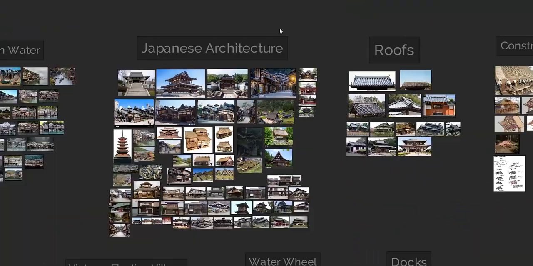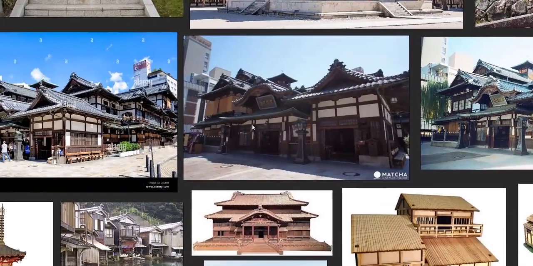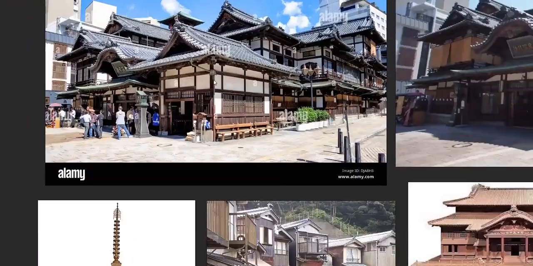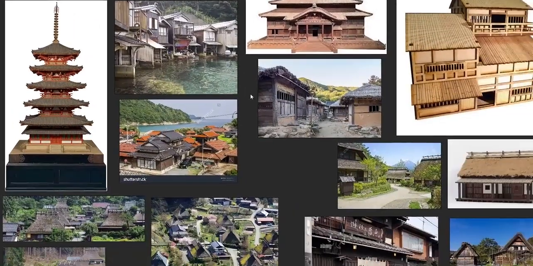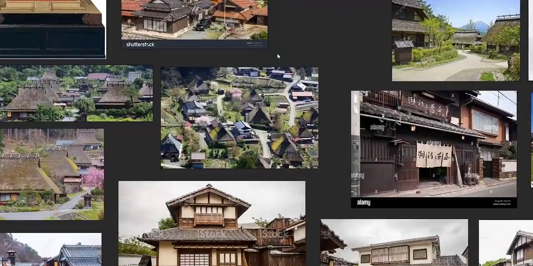So other categories are just Japanese architecture. Since we're making a Japanese stilt city, then we want it to feel like it's kind of traditional Japan, but with the twist that the buildings are stilted. So this stuff was just great reference to look at.